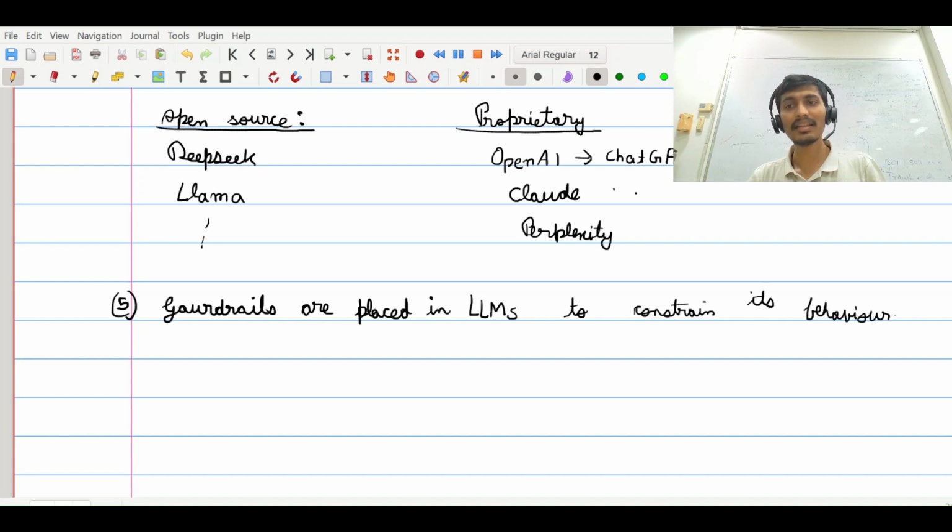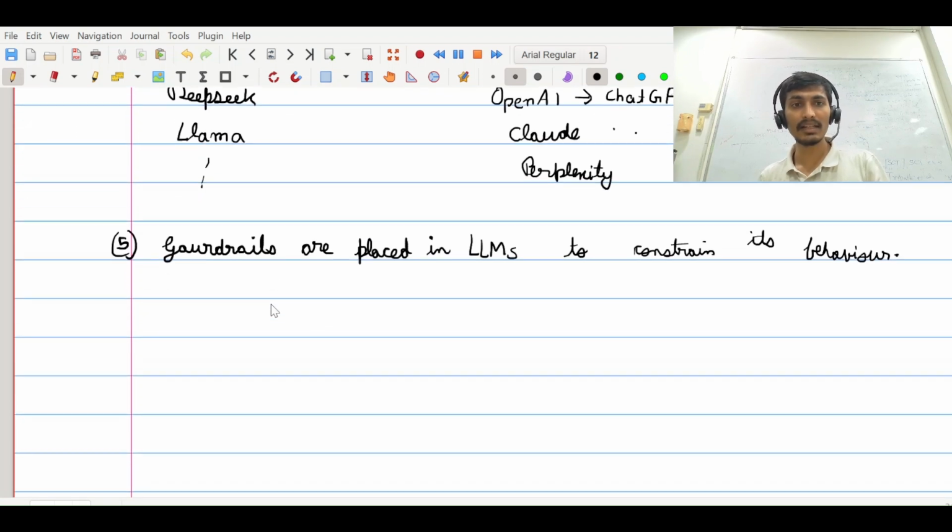Why this constraining? To have some alignment with human values, like it should not help people develop harmful products like developing a bomb, and it should not be spreading misinformation. So can we have a look at some examples of that?